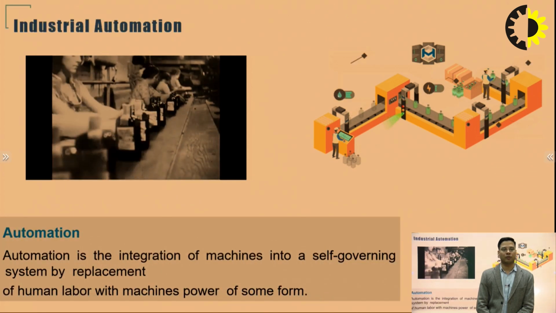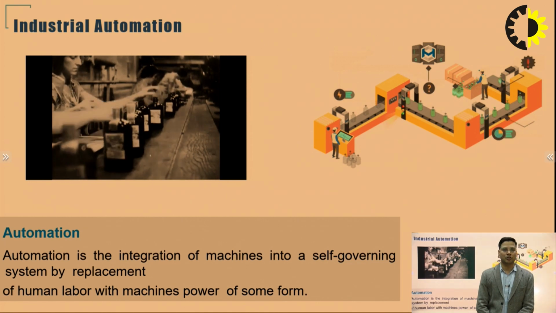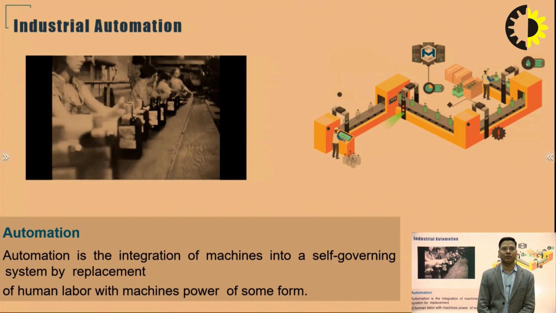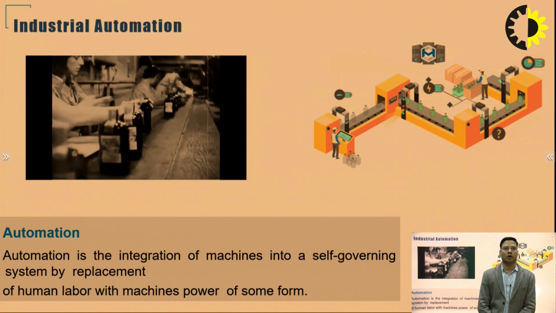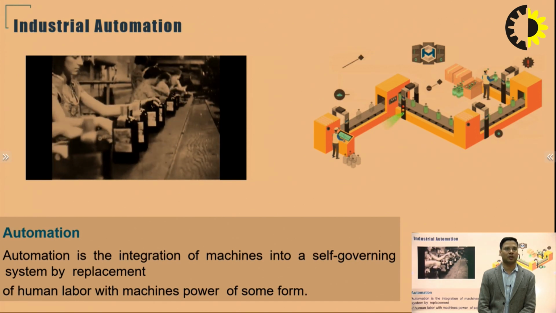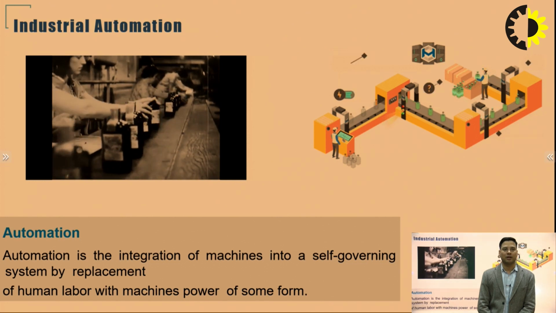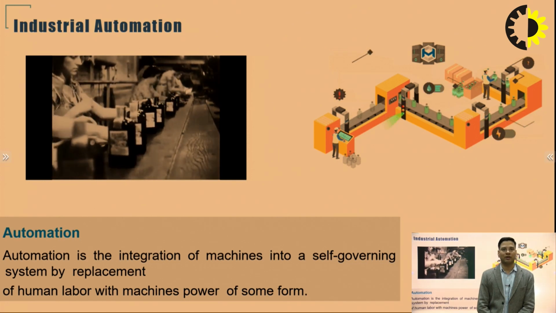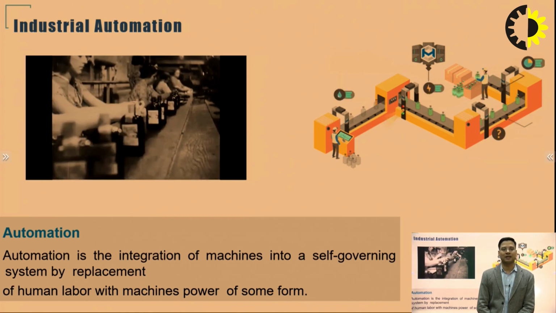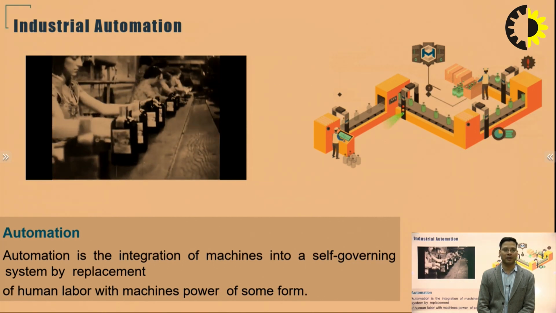Now we can summarize that automation is the integration of machines which are used to replace human labor. We say human labor because in the initial stages of the industrial revolution, all operations were done with the help of humans. With the help of these humans, we were controlling the power machines. So automation has reduced the involvement of humans in any industrial application.